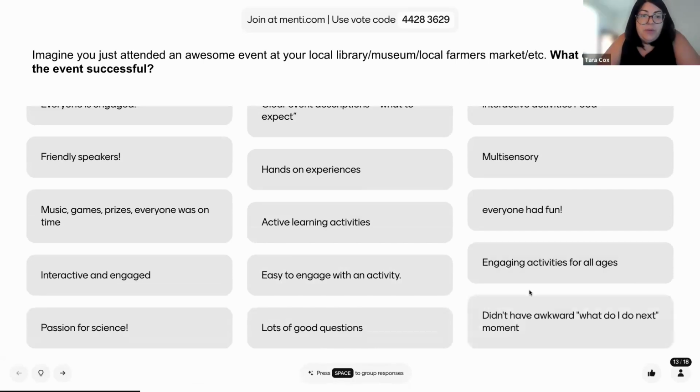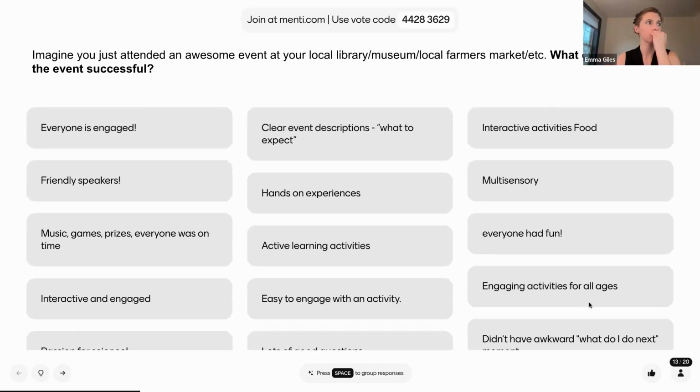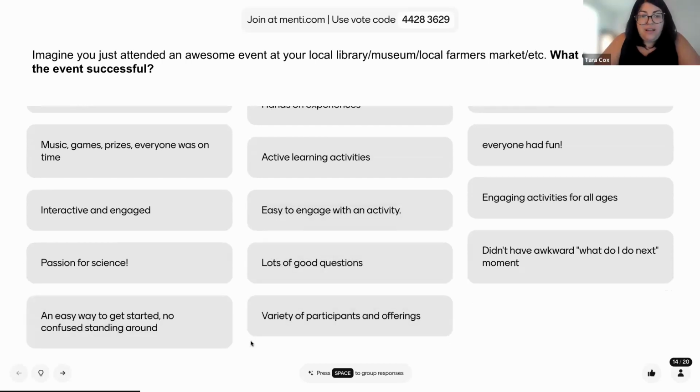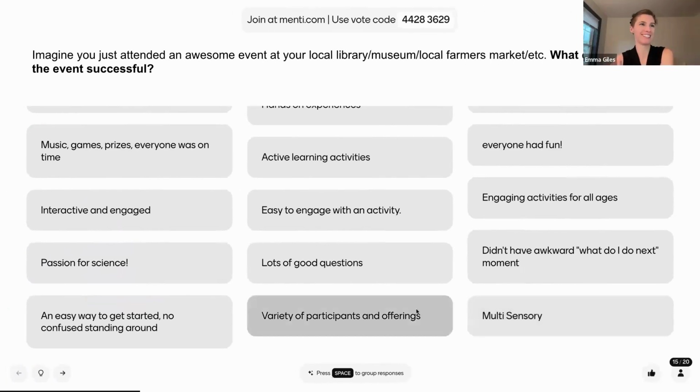Friendly speakers, hands-on experiences, multi-sensory, active learning. Everyone had fun, engaging for all ages, lots of good questions, passion for science, didn't have an awkward what-to-do-next moment. Oh, that's an interesting one. Did we miss some at the top, Emma? I don't think so. Interactive activity. Oh, I love this one. Clear event description, what to expect. Who's seen these essential elements already? Friendly speakers, love this. An easy way to get started, no confused standing around, variety of participants and offerings, passion for science. Absolutely. Any last minute? Multisensory. Okay, awesome.